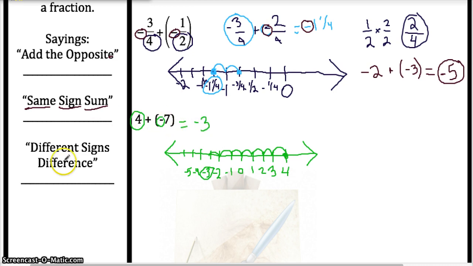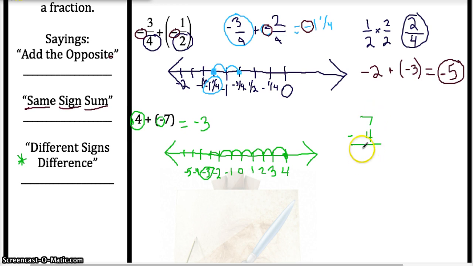Now, to remember this phrase right here, this one is the one that works with these kinds of problems. Different signs, difference. Would you agree that they have different signs here? Here's a +4 and here's a -7. They're different signs. So we have different signs. We need to take the difference. Well, difference, you already know that. That means subtraction. So anytime you have different signs, you take the bigger number, which is 7, and you subtract 4. You subtract the smaller number.